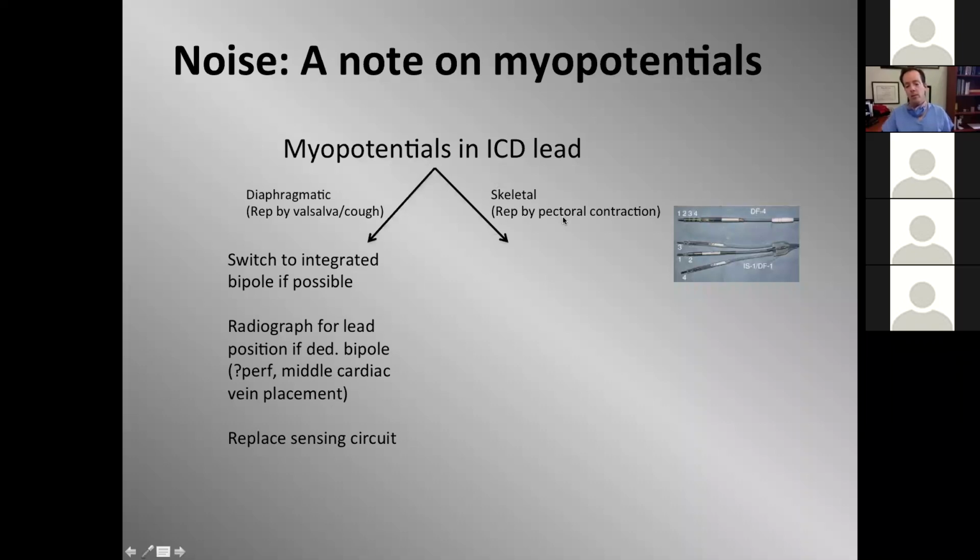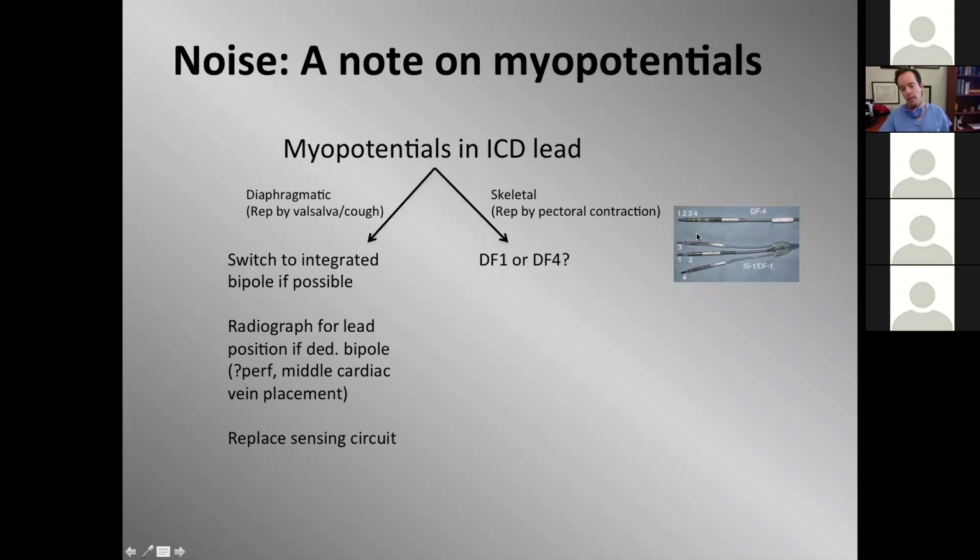However, if you have myopotentials on an ICD lead that are reproduced by pectoral contraction, or you're worried about non-diaphragmatic skeletal muscle myopotentials, you have to ask yourself the following questions. First, is it a DF1 or DF4? Remember, you will still be doing generator exchanges and occasionally using DF1 devices, which involve different pins for the superior vena cava, if you were crazy enough to use a dual coil device, or this is just clipped. The RV coil is a separate high voltage pin, and then the pace sense lead. They plug into different ports.